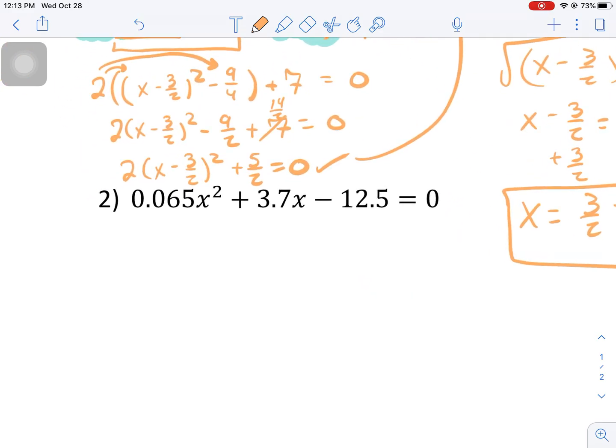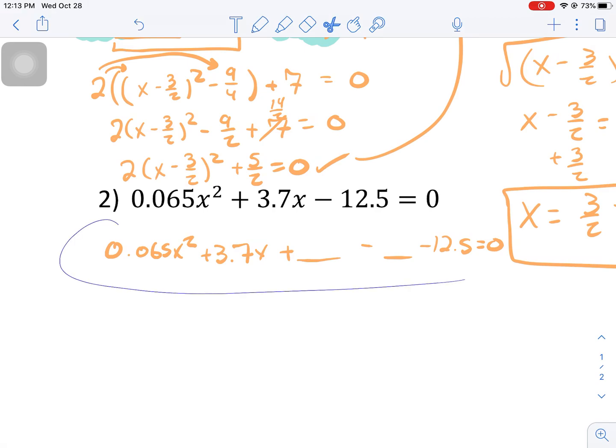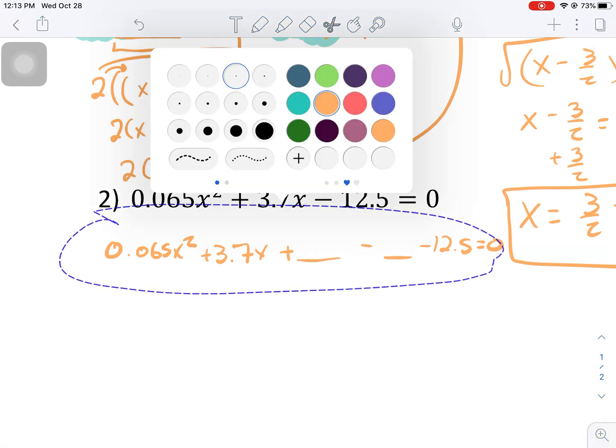So in this question, we're going to follow the same procedure. We're going to go 0.065x squared plus 3.7x plus minus 12.5 is equal to 0.